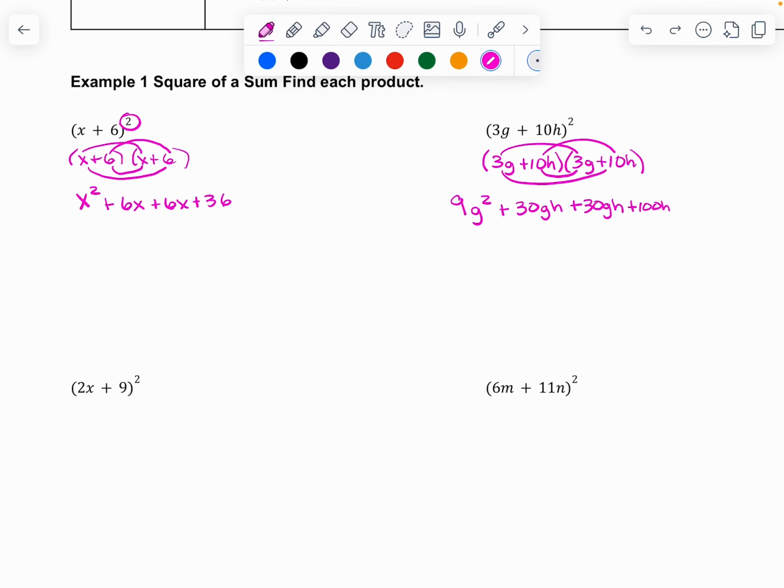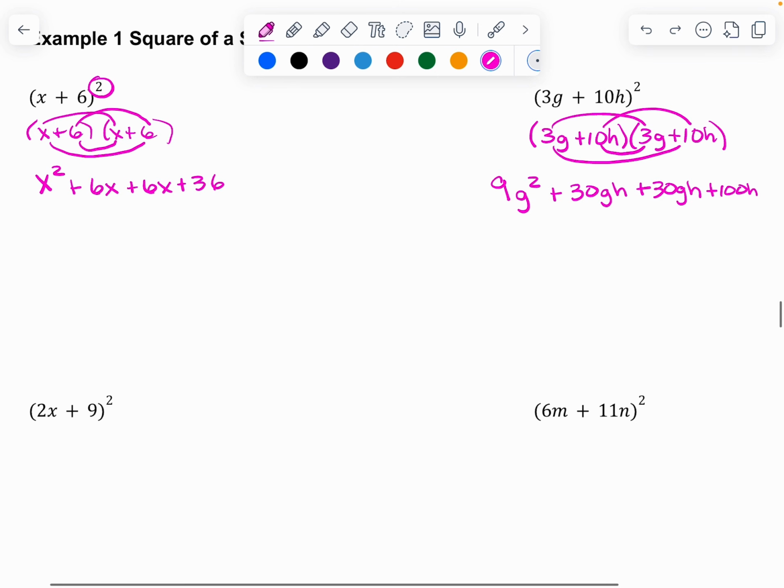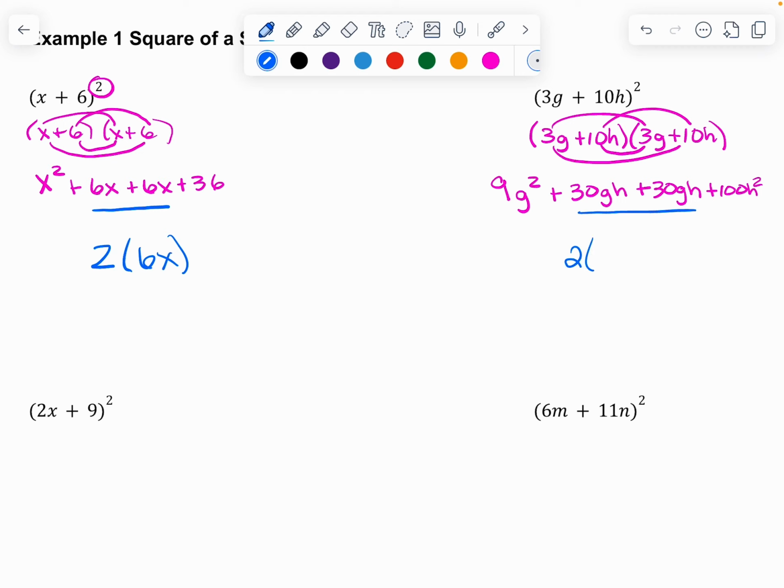Now compare what you see on these two. Oops, I forgot the squared. Sorry. What do you notice? Hopefully you notice that these two middle terms are exactly the same. So I have 2 6x's here, and I have 2 30gh's here. The middle term is that.